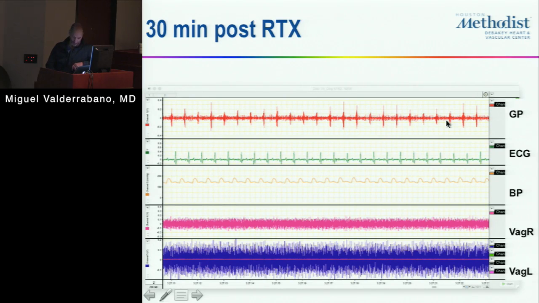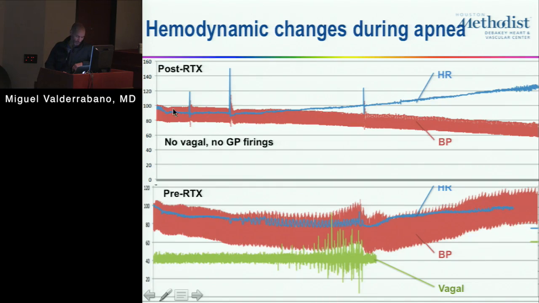Now we induce apnea, and this is what happens during apnea. Blood pressure drops, and it drops, and it drops. The heart rate drops a little bit, and then it goes up. But there are no oscillations, none of this funky, coordinated stuff of releases of the vagus, heart rate oscillations.